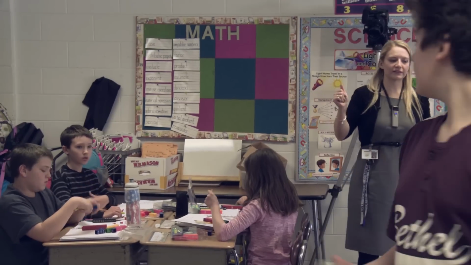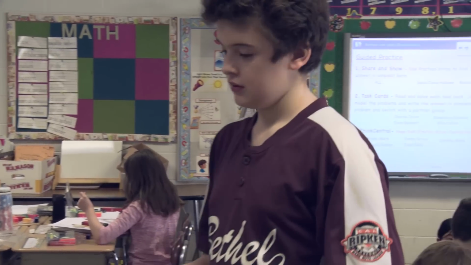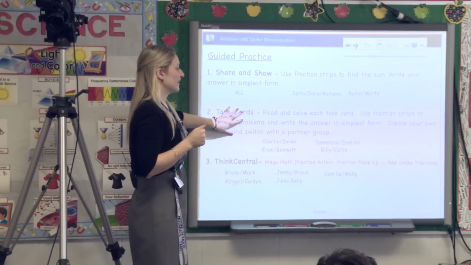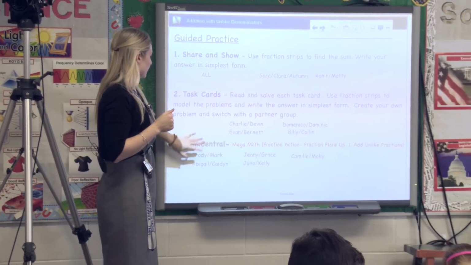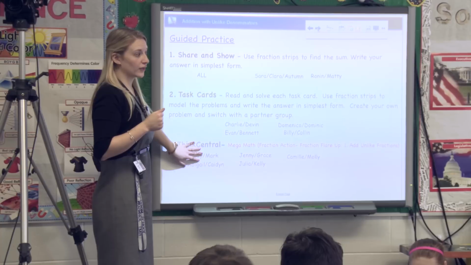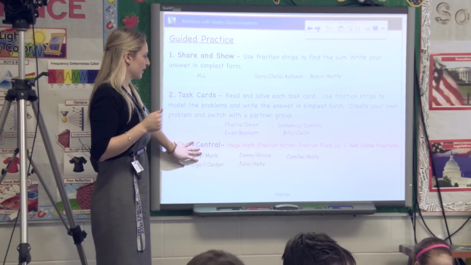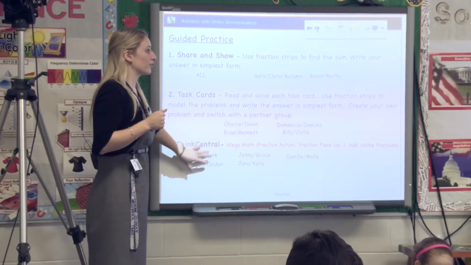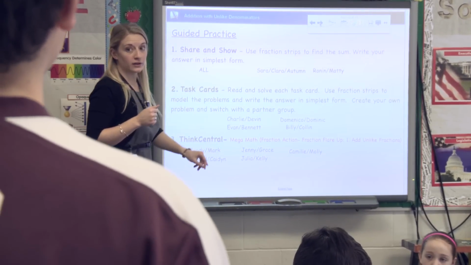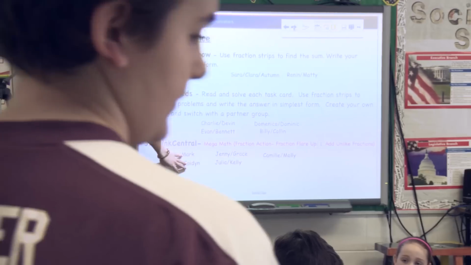Snap once, snap twice. As you finish your share and show, there are task cards in the green bin and Mega Math set up on the Chromebooks. You can go to either of those activities I've set up for you once you finish. Then that's what you should go to.